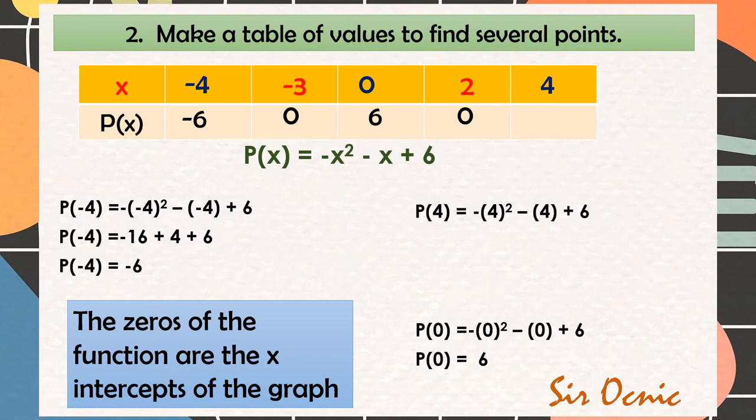Solving for P of 4, that is equal to negative of 4 squared minus 4 plus 6. That is negative 16 minus 4 plus 6, which is equal to negative 14. Therefore, P of x is equal to negative 14 when x is equal to 4.